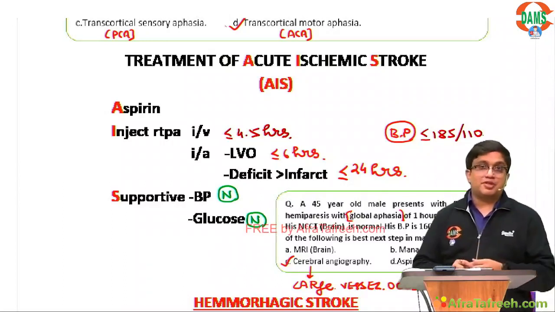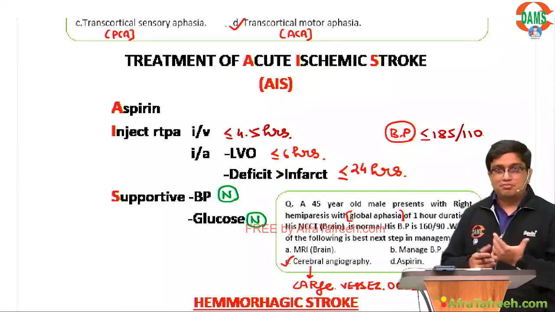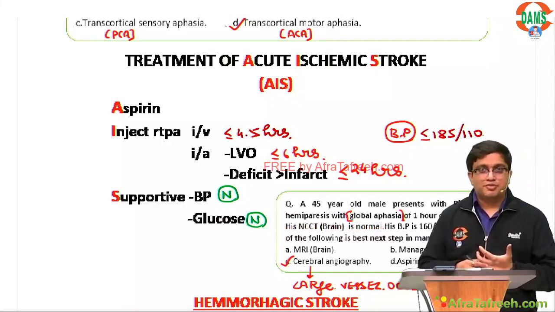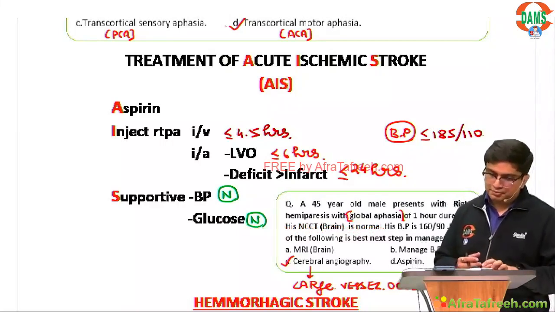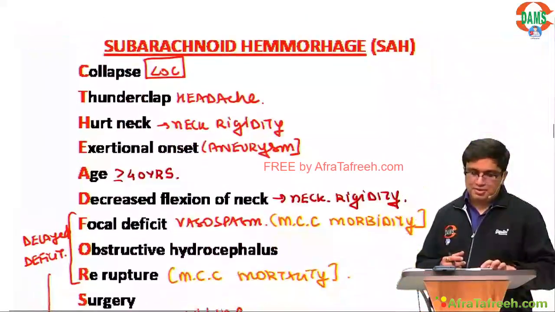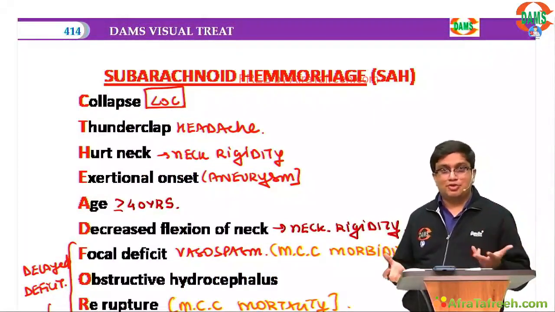Aspirin has to be given 24 hours after the thrombolysis has completed, and BP should be managed well and the sugar level should always be normal. Okay. The collapse in SAH means loss of consciousness. Right? You have SAH, you collapse and you fall down.